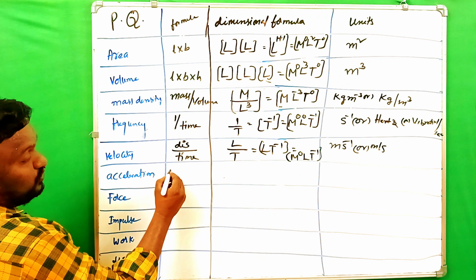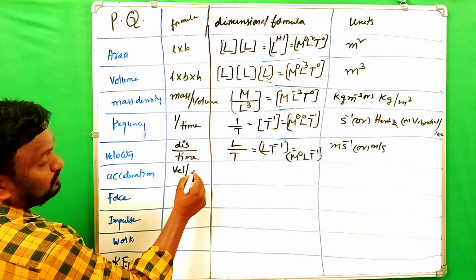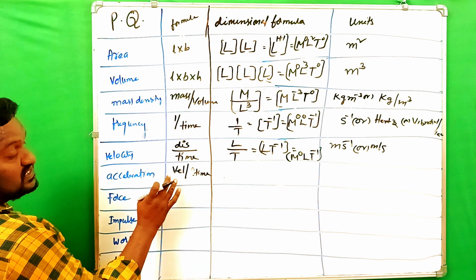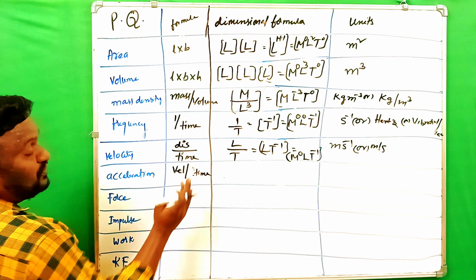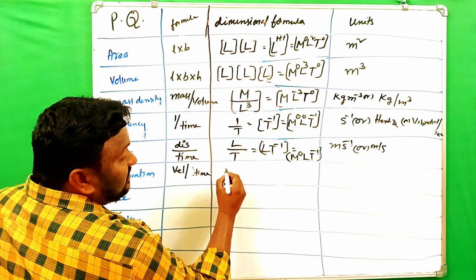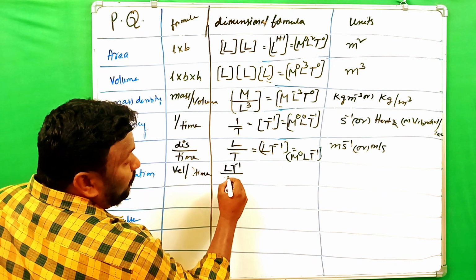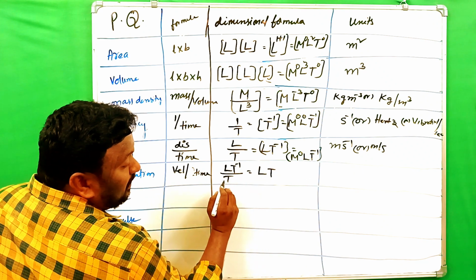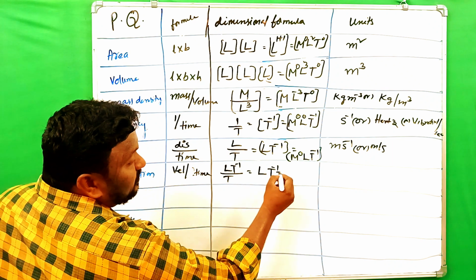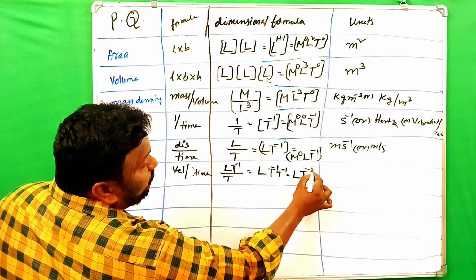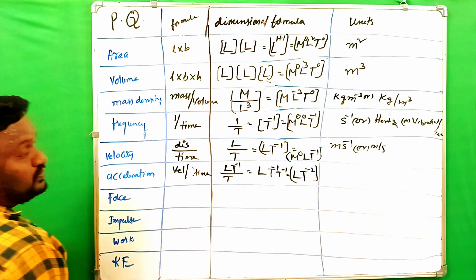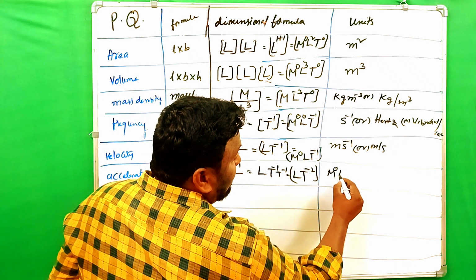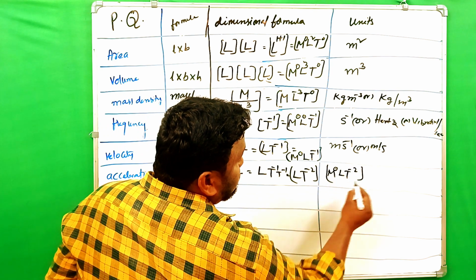And now acceleration. Acceleration means what? Change in velocity by time. Simply I am going to write velocity by time. Already what is velocity here? LT inverse 1 by again time t. That means L t to the power of minus 1 multiply minus 1, that is what? LT inverse 2. That is the dimension formula of acceleration. Then we can also write m to the power of 0 L t inverse 2.